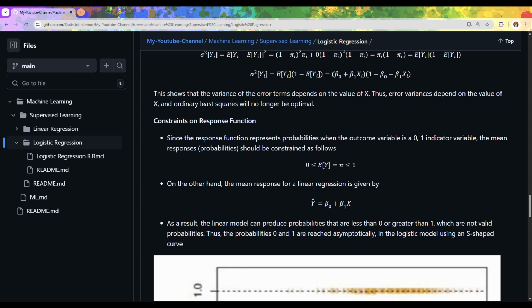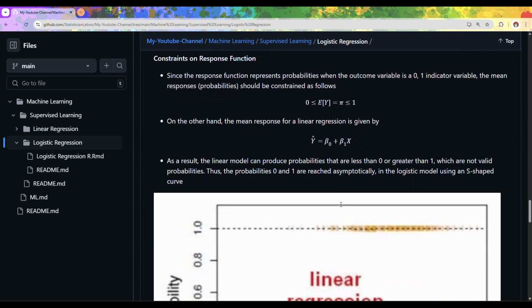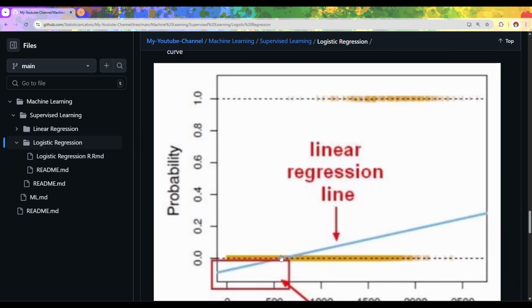On the other hand, the mean response for the linear regression, how do we find it? We find it as the expected value of y, which is beta naught plus beta 1 x1. I think I just forgot a bar here, but this is the value of this. And in a linear regression, the mean of y, the expected response, cannot be constrained to lie between 0 and 1. So what will happen? For a regression line, this is what will be happening.